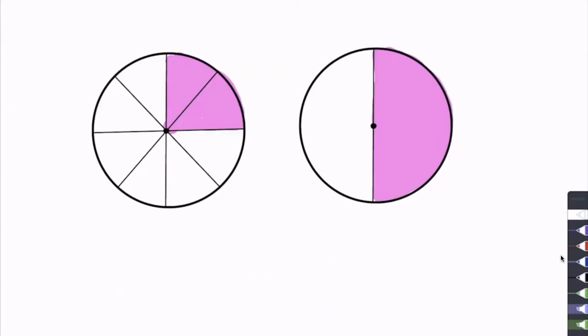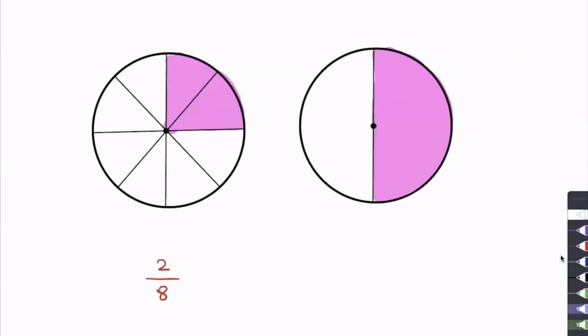Let's take a look at this example. Once again, we have two circles. They are identical in size. But on the left-hand side, my circle is split into 8 pieces. So that becomes my denominator, which is the bottom number. And 2 pieces are shaded in the pink. That becomes my numerator. So 2 out of the 8 are shaded.